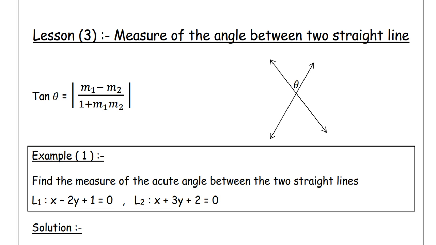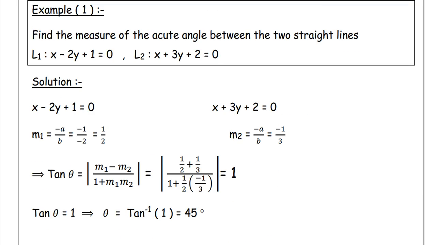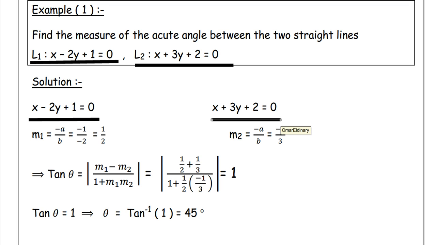So to find the measure of the acute angle between two straight lines, if L1 is the equation of the first straight line, and L2 is the equation of the second straight line, to get the measure of the acute angle between them. First, x minus 2y plus 1 equals 0 is L1, the equation of the first straight line. The equation of the second straight line is x plus 3y plus 2 equals 0.